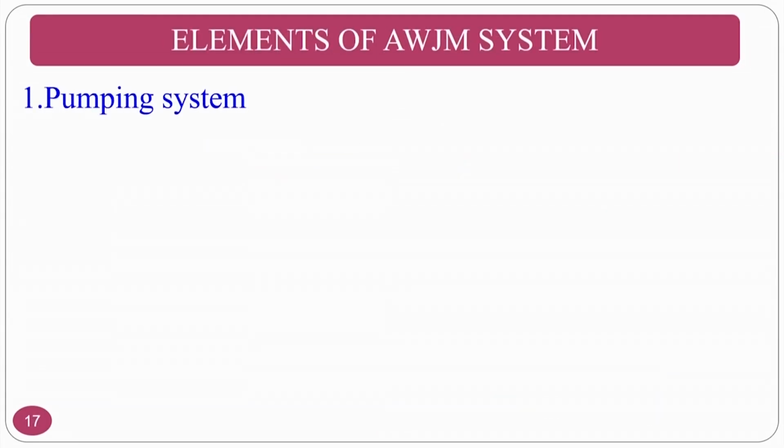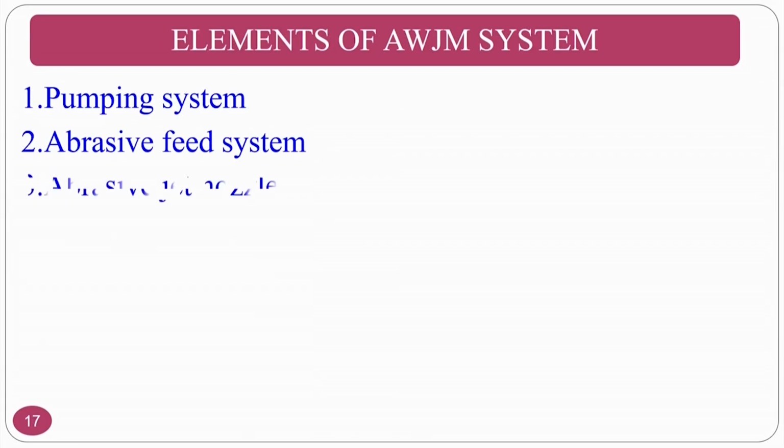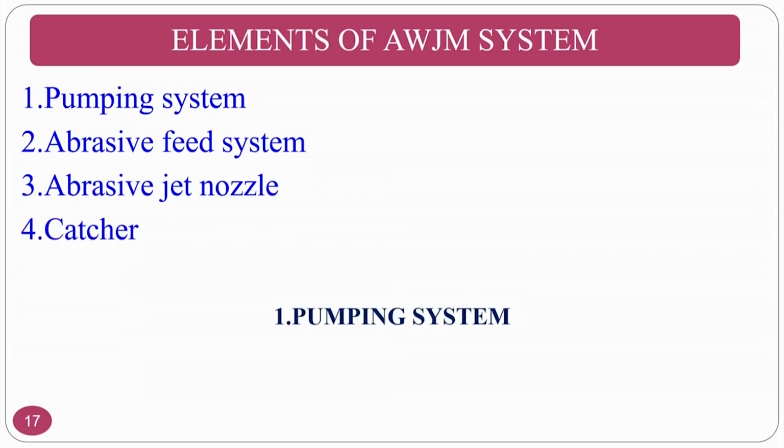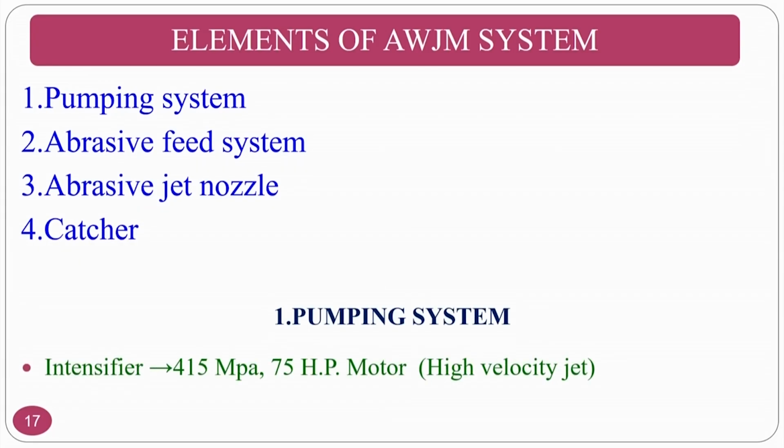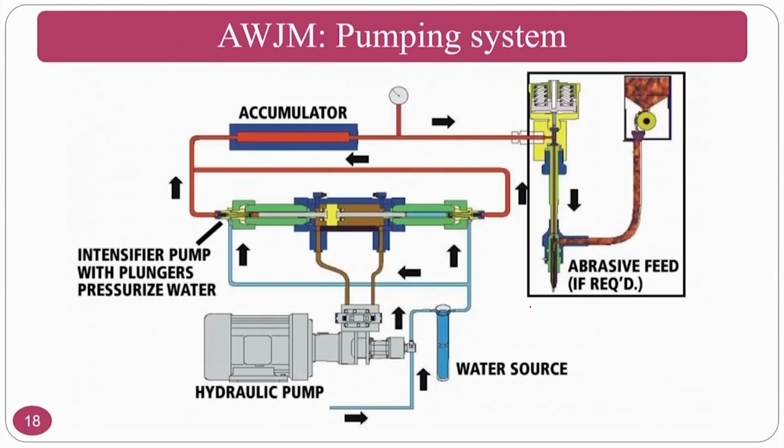So, the elements of abrasive water jet machining: pumping system, abrasive feeding system, abrasive jet nozzle, catcher. Okay. The pumping system, if you see the intensifier, normally 415 megapascal, 7.75 HP motor, normally a high velocity jet can be done here. The pumping system is the most important system to generate higher pressures of water.